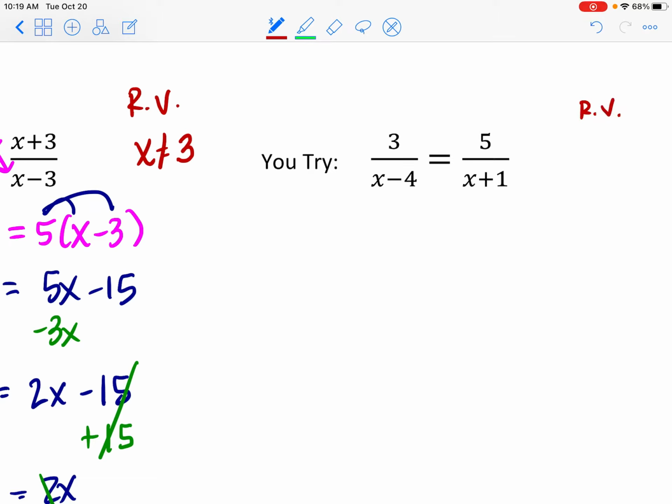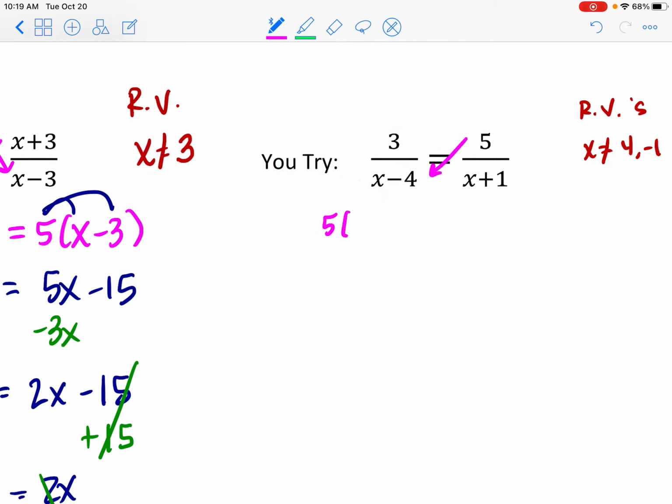Now before we solve this one, we have two restricted values. X cannot equal a positive 4 because it would make a 0 there, or a negative 1 because it would make a 0 there. So we can't be 4 or negative 1. Again, we know what it can't be. Let's go ahead and cross multiply and find out what it can be.